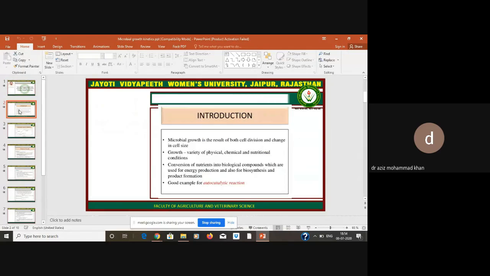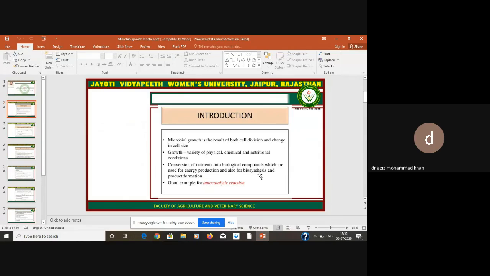Microbial growth, we can understand by the basic thing that microbes increase in size and increase their area and volume, and their growth occurs and they perform replication, they divide. So this is microbial growth, in which they increase the cell size and divide rapidly.